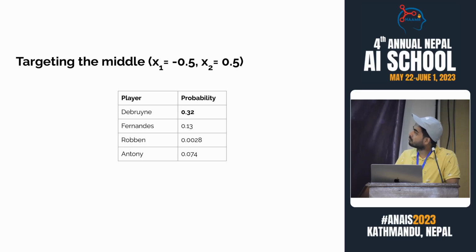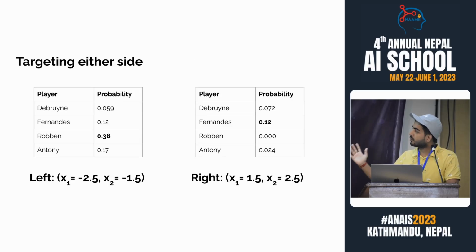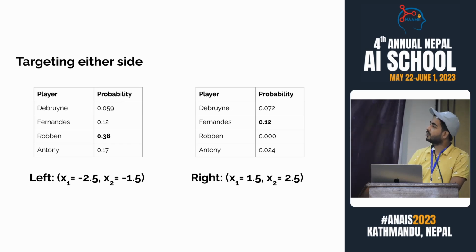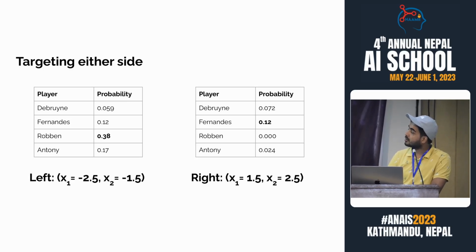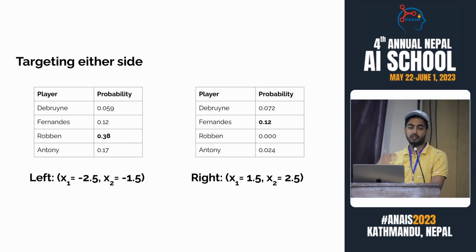But let's not be unfair to Robin. He's a very good player. If we were specifically targeting the left side, if we're specifically targeting this area, then no doubt he's the best. And Anthony, even though his standard deviation is really high, seems to be second best because he's hitting more towards the left. And Fernandez is better than De Bruyne precisely because De Bruyne's distribution is so narrow, he cannot hit it too much to the left.